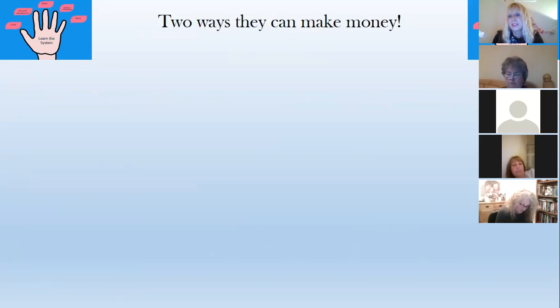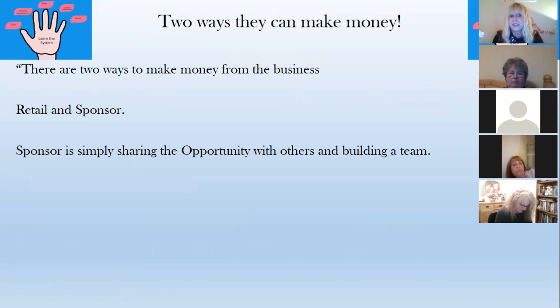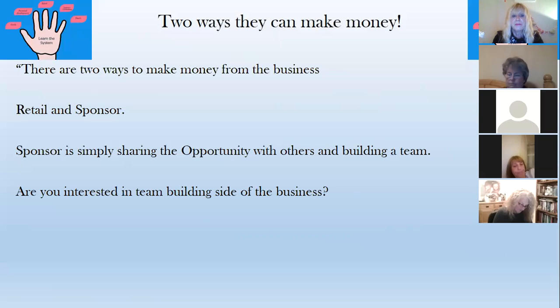Right, there's 2 ways that you can make money from the business. I'll go back to Mary. That's my favourite nom de plume. There's 2 ways, Mary, that you can make money from the business: retailing with the catalogues or online, and sponsor. And sponsor is simply sharing the opportunity and helping others and building a team. Are you interested in the team side? Are you interested in the team building side of the business, Mary?